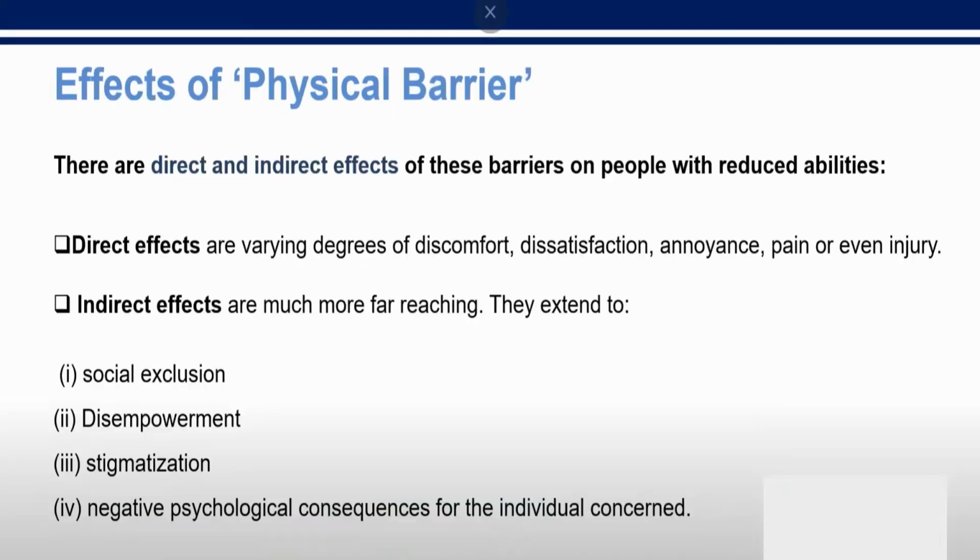Then the effect of physical barriers. There are direct and indirect effects of these barriers on people with reduced abilities. Direct effects are varying degrees of discomfort, dissatisfaction, annoyance, pain, or even injury. Indirect effects can extend to social exclusion, disempowerment, stigmatization, and negative psychological consequences for the individual concerned.